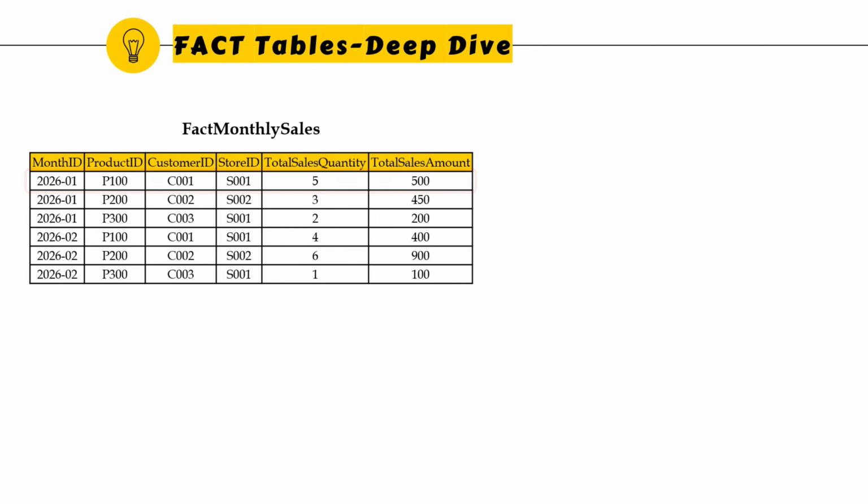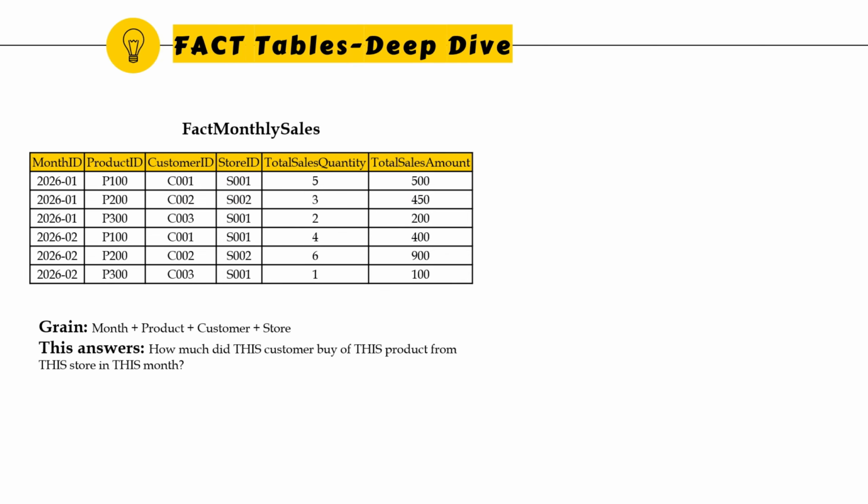Another key point to note is that only measurements that match this grain should be included in the table. For example, you cannot include total monthly sales for stores in this fact table because the grain of that measure is just month and store, whereas the grain of this fact table is month, store, product, and customer.